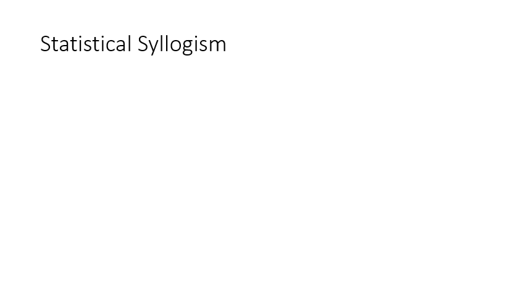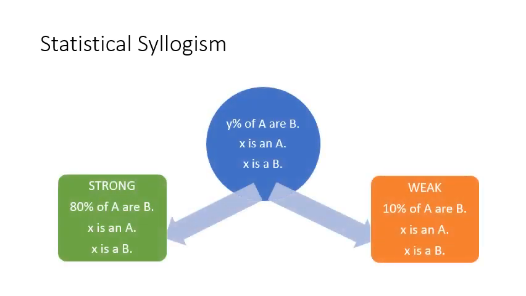All right, so inductive arguments come in different flavors, and one flavor of inductive argument is something we call a statistical syllogism. It has a pattern that's fairly familiar, but we introduce some numbers into the situation, and it is those numbers that tell you whether the argument is strong or weak. So it's not a feature of the pattern of the argument, it's actually a feature of the content of the argument.